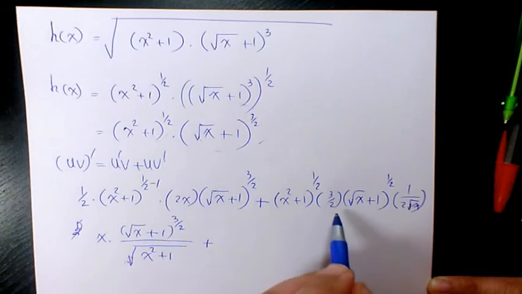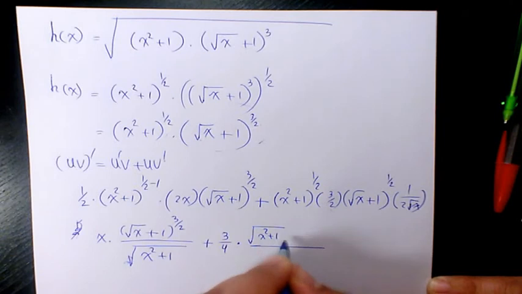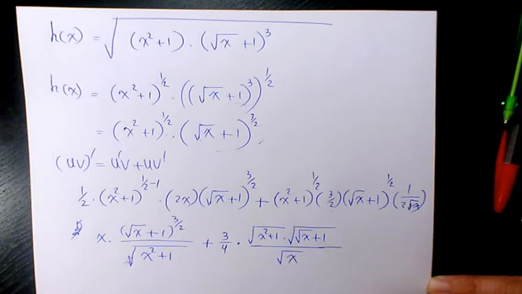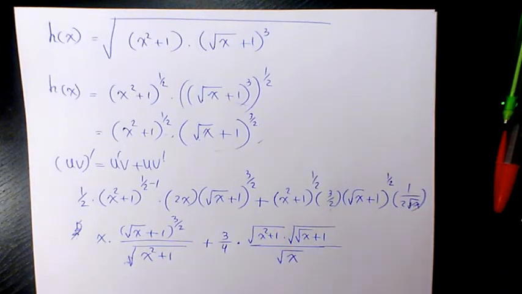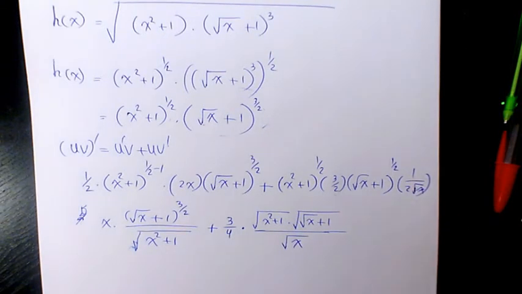plus, here we have 3 over 2 divided by 2, which is 3 over 4, times square root of x squared plus 1 times square root x plus 1, divided by root x. So that's going to be the final answer to this question.